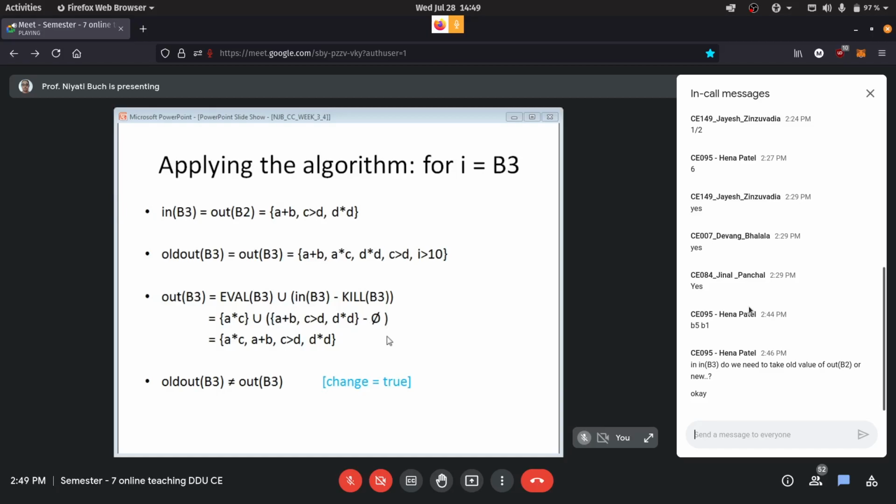And this is the final answer that we have, okay, and what we see is change equals true because the values of old out and new out that we have computed are not the same. Okay, in this example, you can just tally the answer.